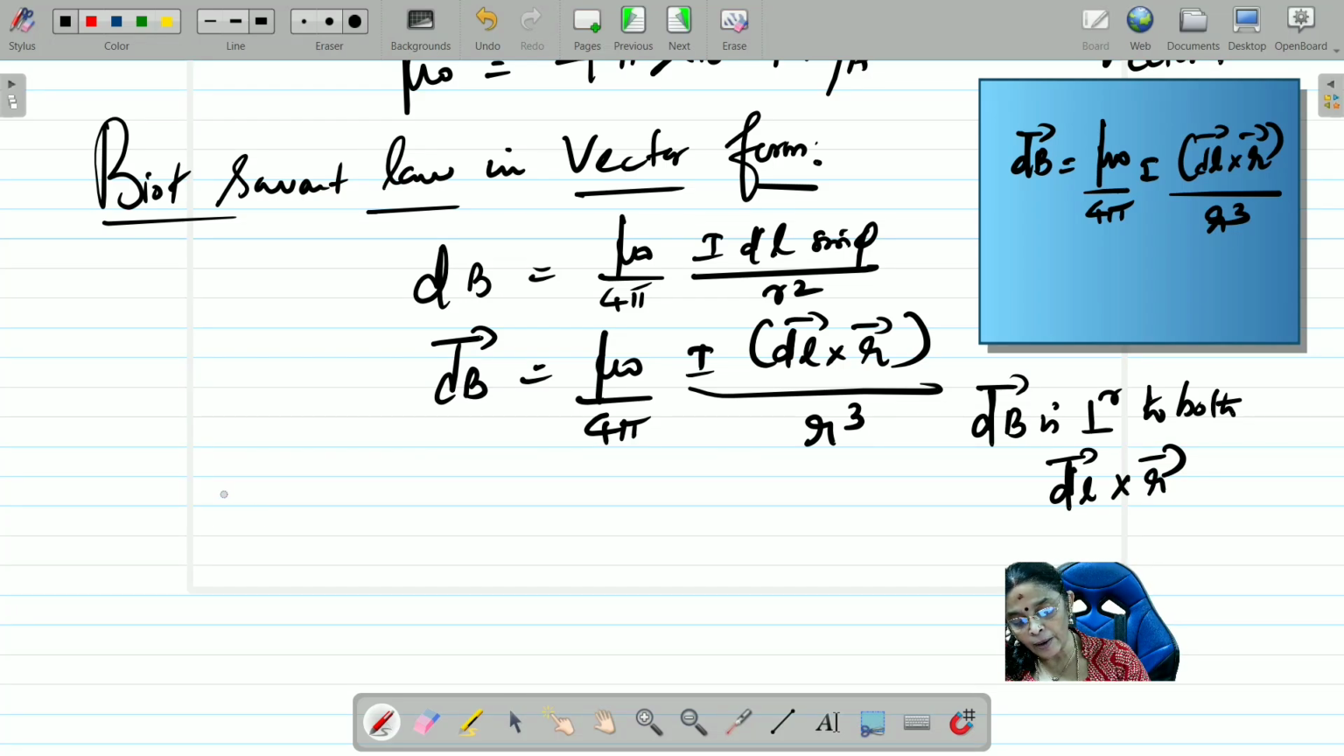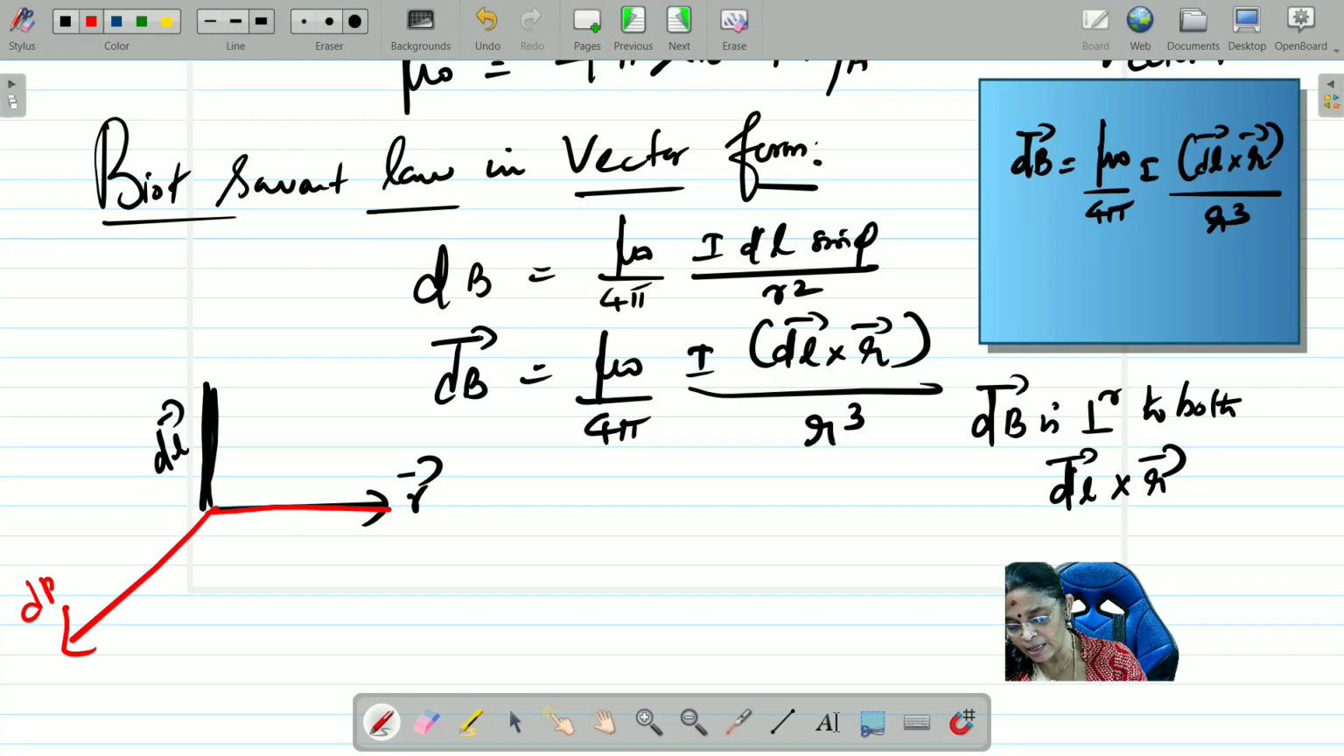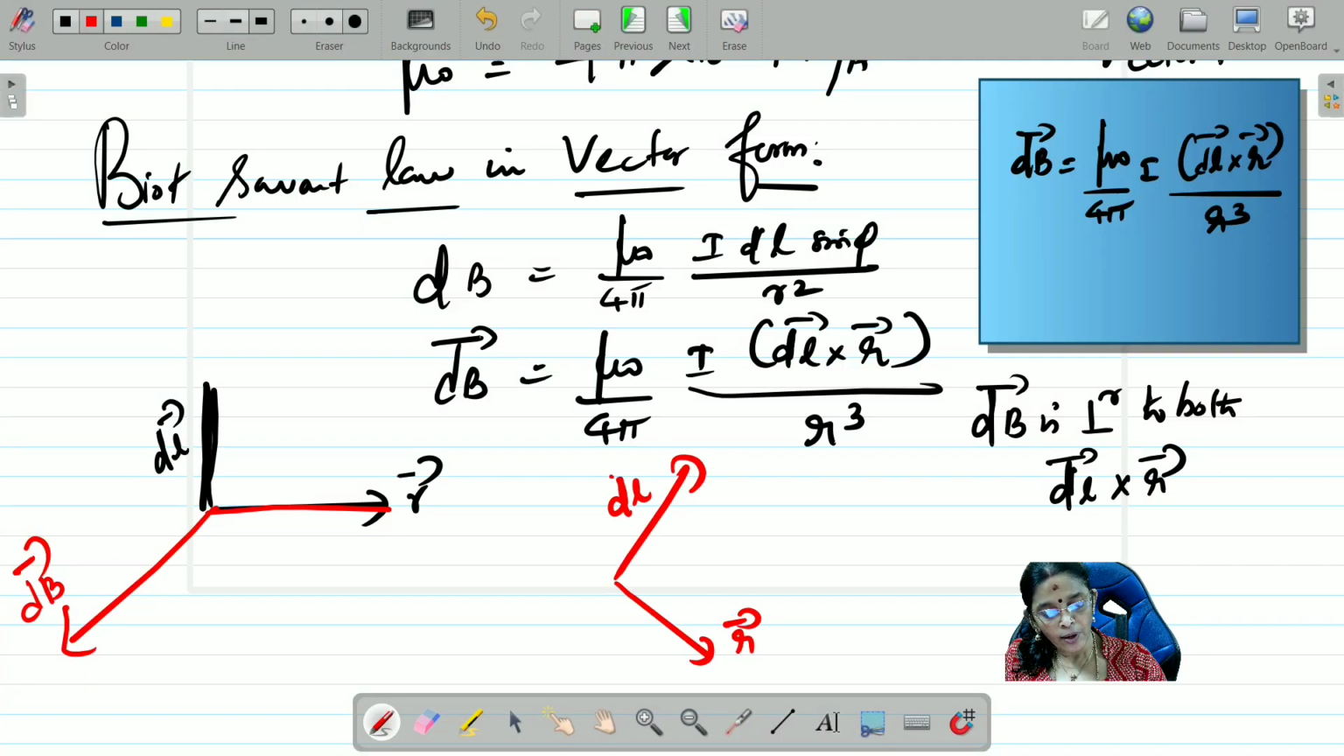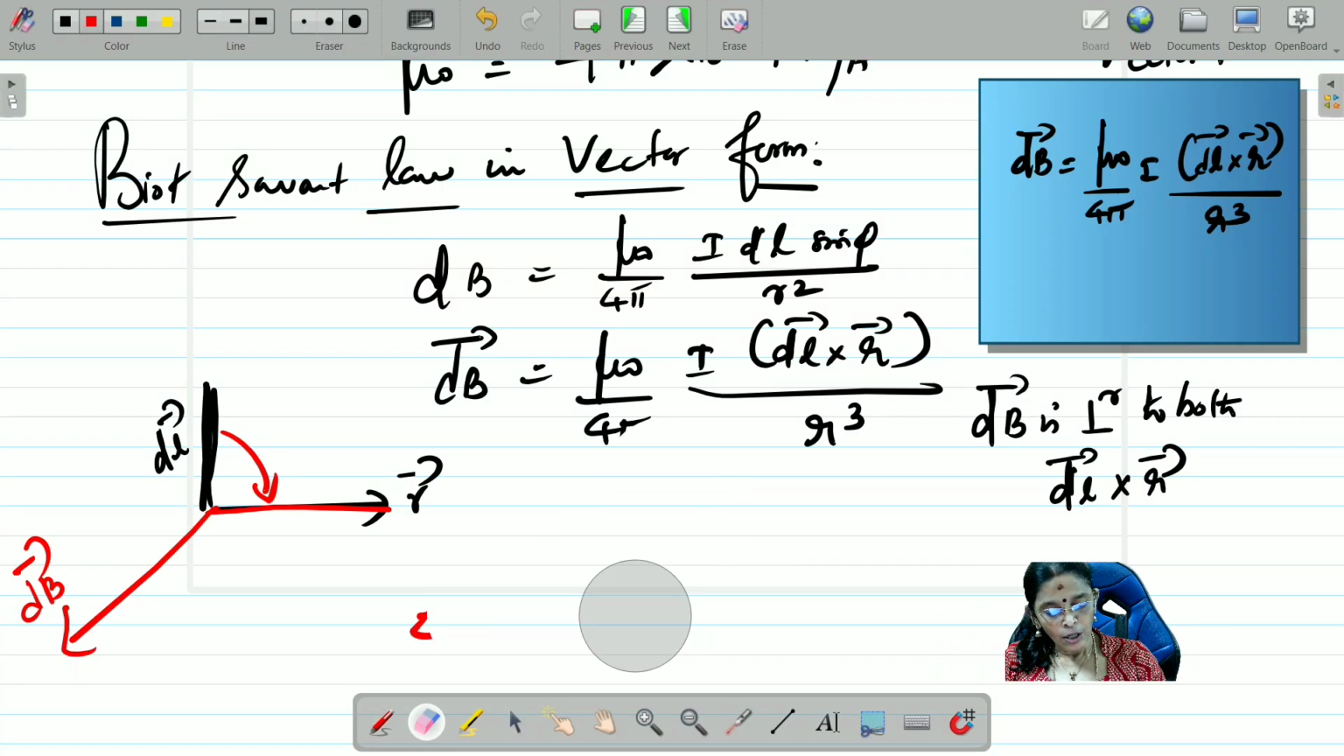How to draw? This is dl vector. This is r vector. So therefore, dB vector will be perpendicular to both, right? So this is dB vector. Suppose slightly tilted, I am going to take this as dl vector and this as r vector. So therefore, dl cross r will be equal to dB vector, but here it should be perpendicular like that. So hope you understand, children.